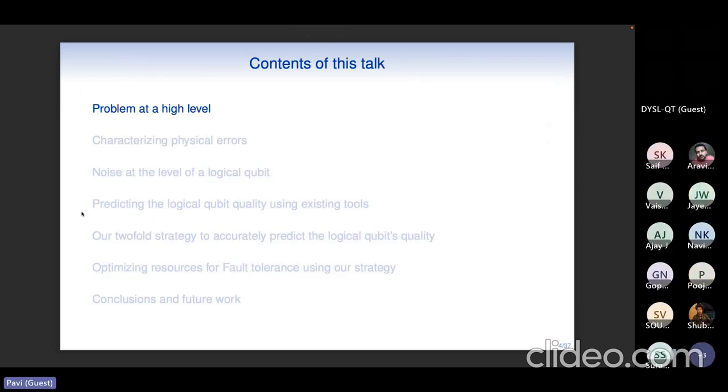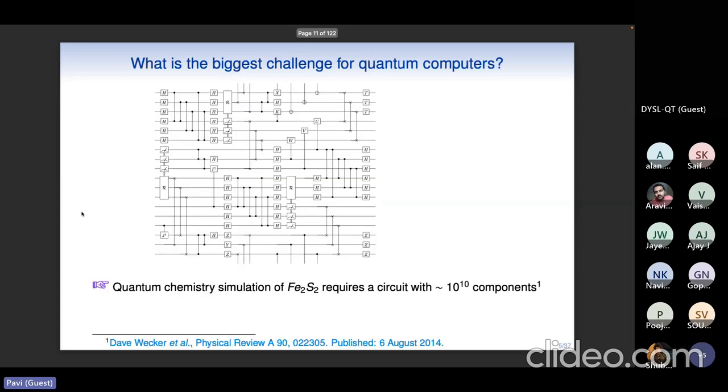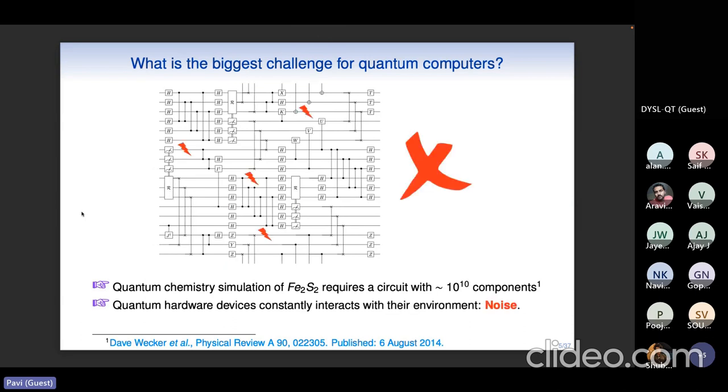Okay, with that being said, let's go into the content of today's talk in specific. And I'll tell you the problem at a very high level. As we all know, a quantum computer can be thought of, at a very abstract level, as some elaborate quantum circuit where the components, which are the wires here, the qubits, and the gates are highly susceptible to errors. And quantum error correction as a theory is designed to ensure that despite errors occurring in these circuits, we still have a reliable result of the circuit.